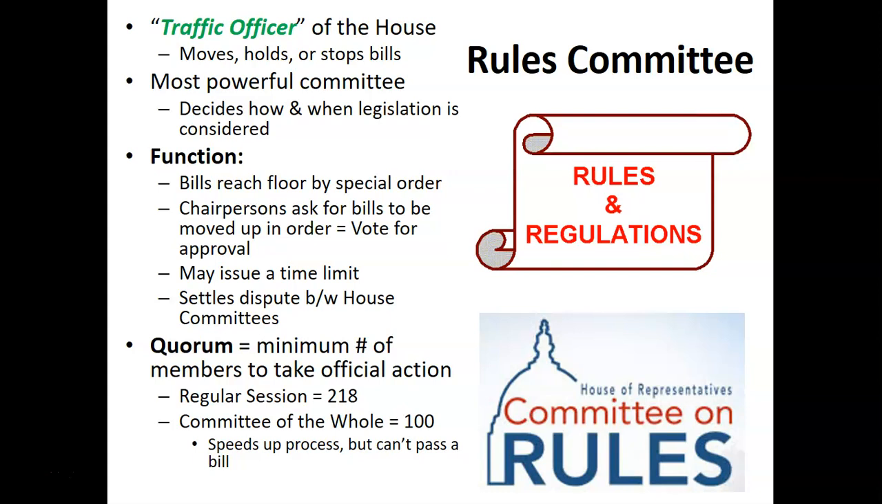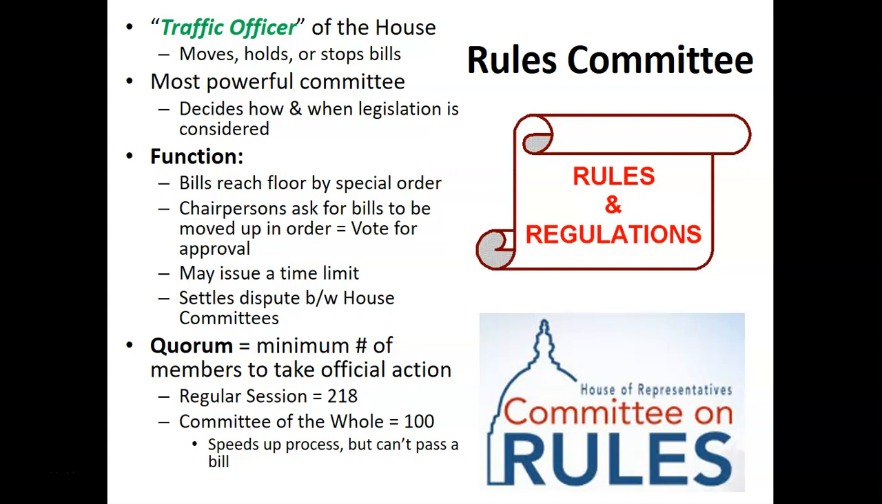Now, in terms of how things function, bills can reach the floor by special order, where chairmen ask for bills to be moved up in the order, and then they vote on that approval. The Rules Committee can issue a time limit, if need be, on discussing things so that they can help move things through. In some cases, they try to hold things up if it's something being pushed by the opposite party. And ultimately, they try to settle disputes within or between House committees as well as the parties themselves, if need be.